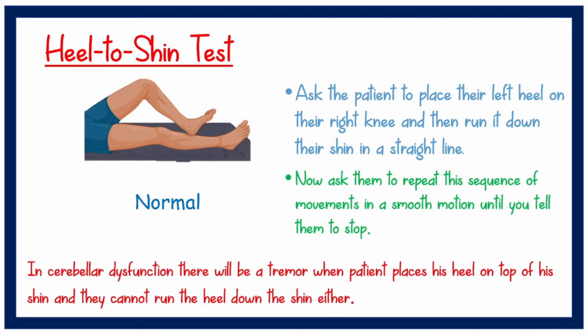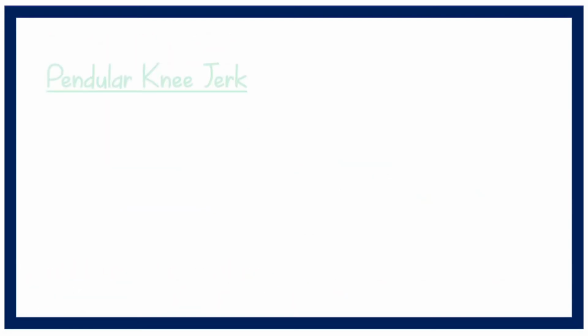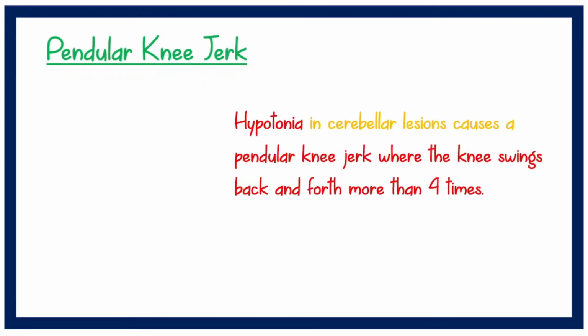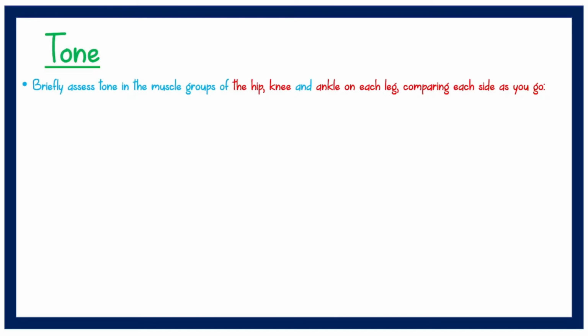In cerebellar dysfunction there will be a tremor when the patient places the heel on top of the shin, and they cannot run the heel down the shin either. Incoordination of this movement is called dysmetria. Pendular knee jerk. Hypotonia in cerebellar lesions causes a pendular knee jerk, where the knee swings back and forth more than 4 times. Briefly assess tone in the muscle groups of the hip, knee and ankle on each leg, comparing each side as you go.